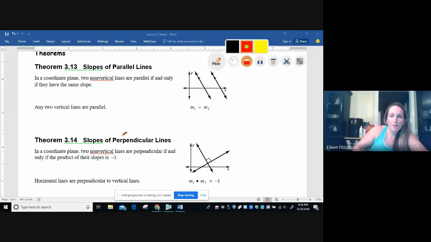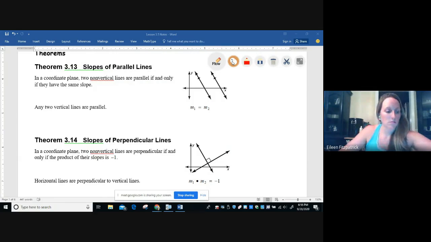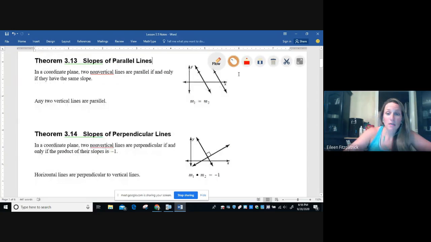So when you have parallel lines, the slopes are equal. We use m to represent the slope of a line. So whenever we have non-vertical parallel lines, the slopes are equal. All vertical lines are always parallel to each other. All right, so then let me scroll down. I forgot to put this in. Okay, sorry about that. Slope of perpendicular lines.